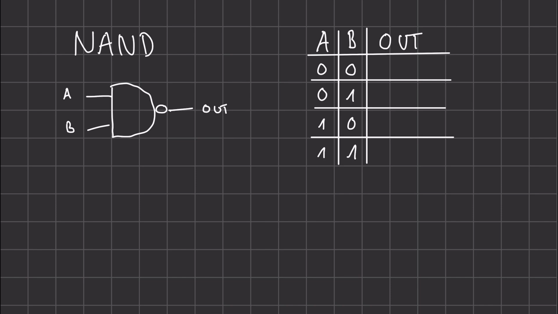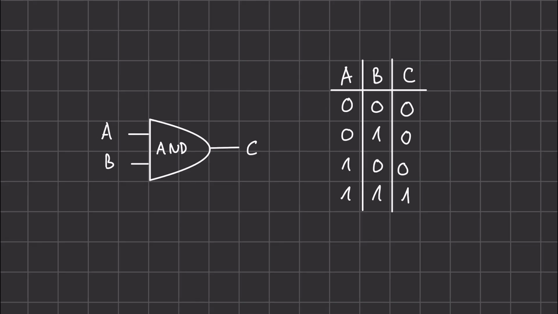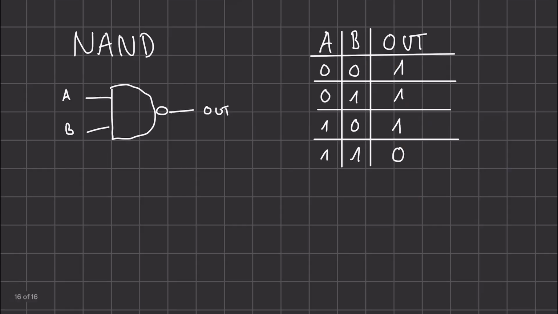And we can also see this in the truth table as our output is always 1, except if both inputs are 1. Looking at the AND gate, we can see that the output, which is column C here, is equal to the inverse of this out column for the NAND.